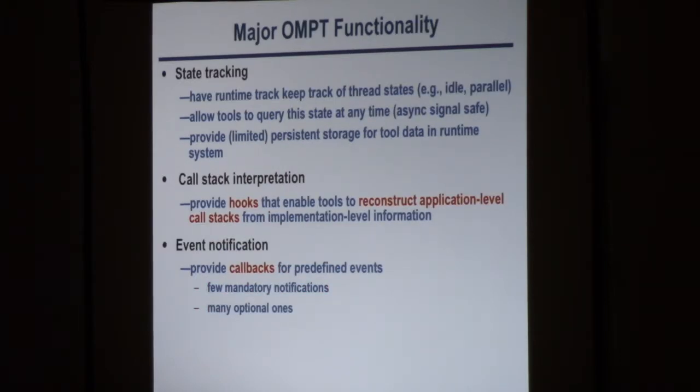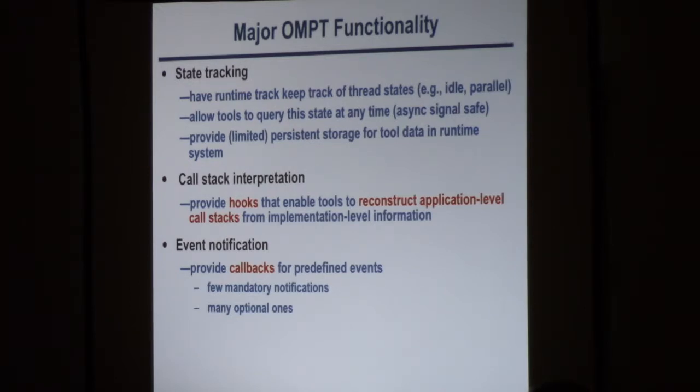So the major functionality in OMPT is to track the state of each thread. The thread will keep track of whether it's idle or parallel. And then tools can query this state at any time using a function that's async signal safe. So in a signal handler, they can query the runtime system and say, what's my thread doing now? And find out that it's doing parallel work or not. And then we also want to provide some limited persistent storage for tool data in the runtime system. This is something that has kind of fallen on the cutting room floor, and so we'll see whether any of that survives in the final version of the draft.